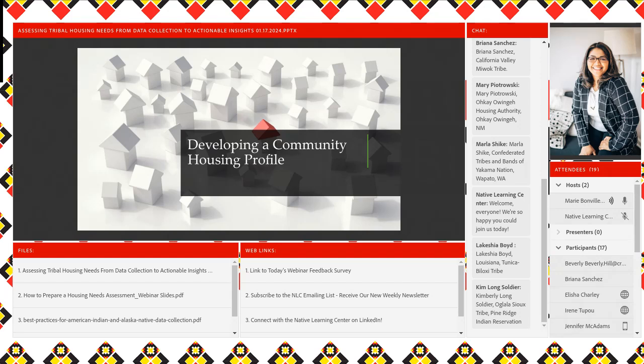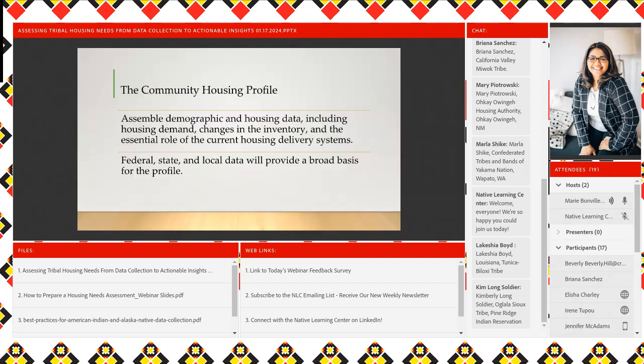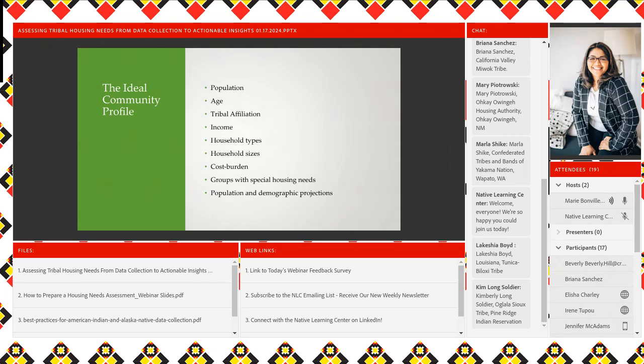So the next step is developing a community housing profile. What do I mean by that? Well, you want to assemble the demographic and housing data. You want housing demand, changes in inventory, essential roles. Some of this stuff can come from your IHP for sure. Federal, state, and local data can provide you a broad basis of your profile.